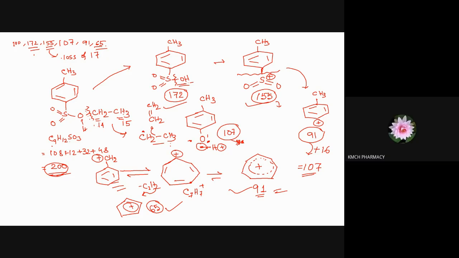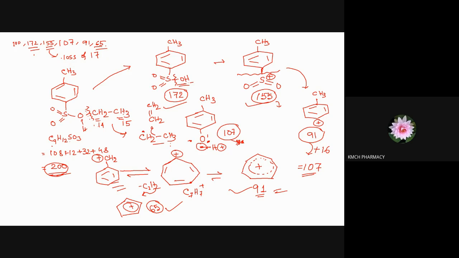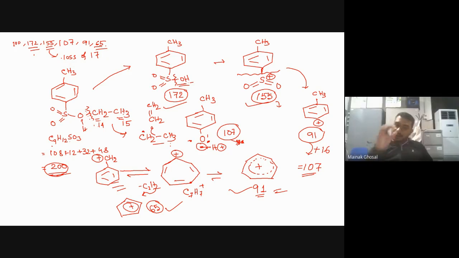Okay, so we have to mention that the loss of 28 is accountable for the loss of a neutral molecule, a neutral fragment. The molecule that is lost, you don't need to show that. But the fragment which is responsible for this one, you need to show that. Okay. Thank you.